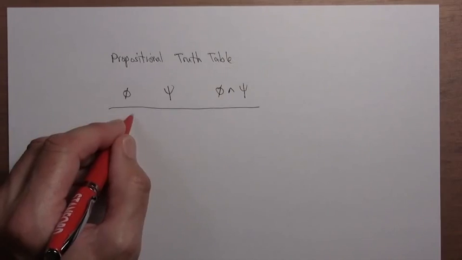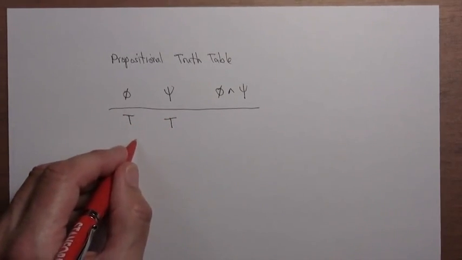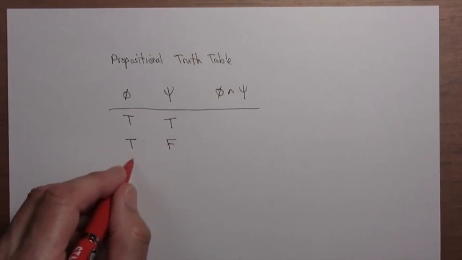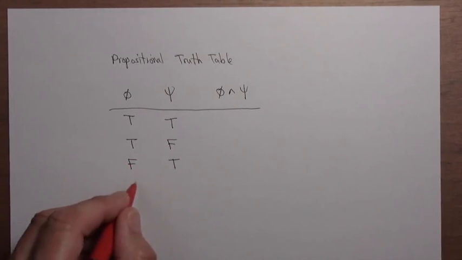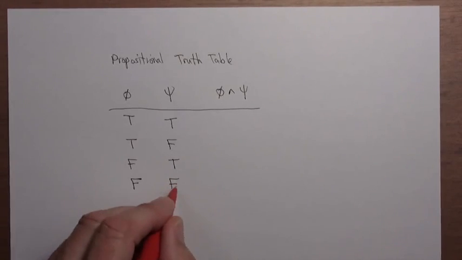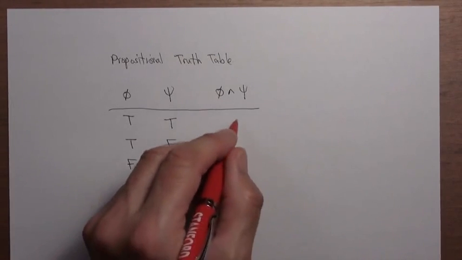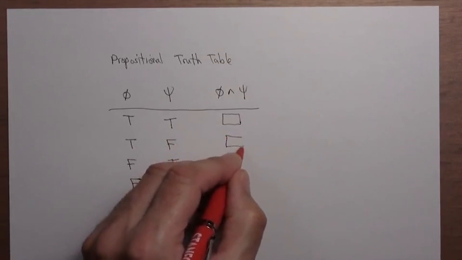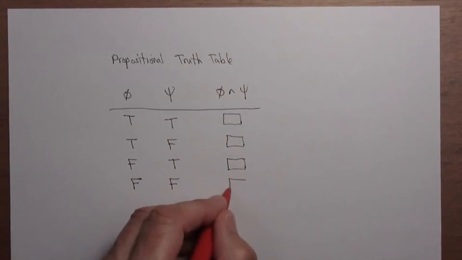So let me see. Phi could be true and psi could be true, or phi could be true and psi could be false, or phi could be false and psi could be true, or phi could be false and psi could be false. The next step is to list in the final column T or F according to our definition of what the conjunction means.